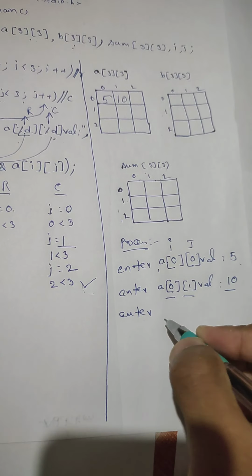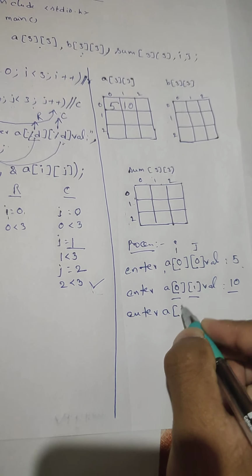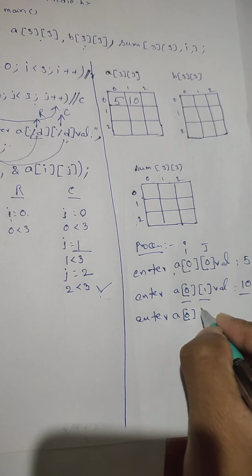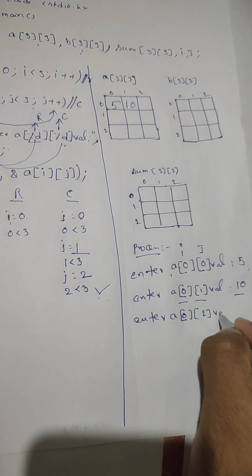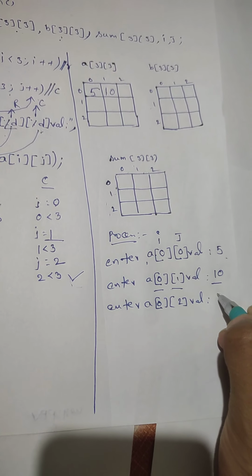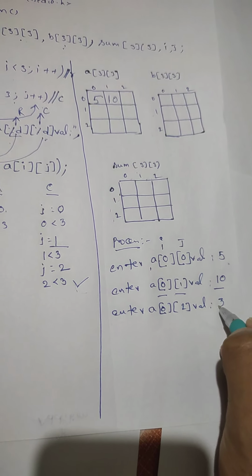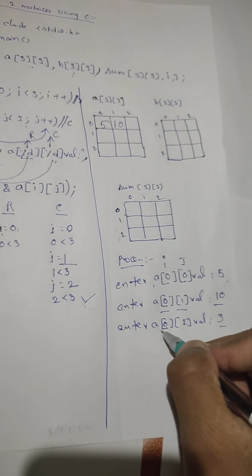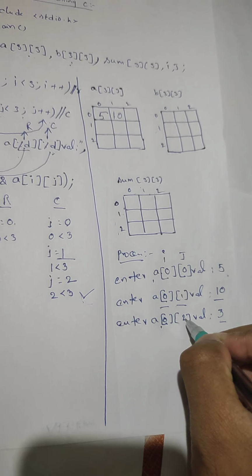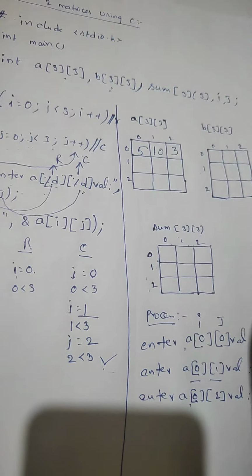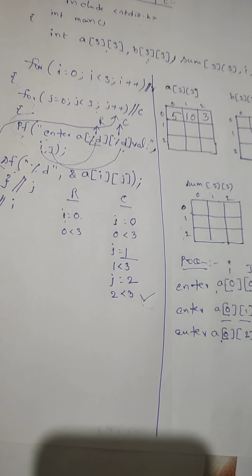Then the controller enters this j for loop, and again the printf statement is executed. Within that printf statement: Enter a of i, where the i value is still constant, 0, and the j value is 2. Enter a of 0th row, second column. Here I am inserting the value 3. In which location is this 3 stored?